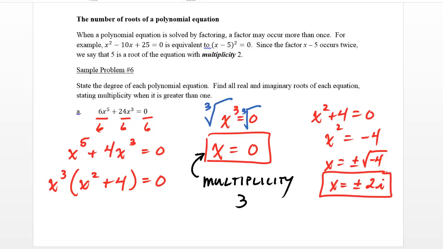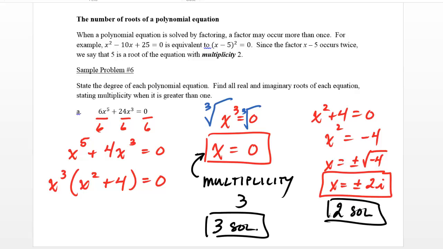And you can see here that we have 2 solutions here, and we have 3 solutions there because of the multiplicity. So we have all 5 solutions as a result.